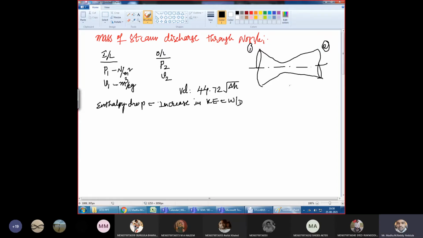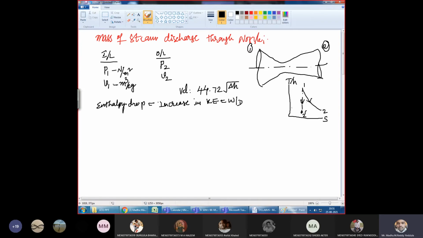If you see the expansion of the steam through the nozzle on a Ts or Hs diagram, this is the expansion of the steam passing through the nozzle. This is the actual expansion, and the vertical line is the isentropic expansion. 2 dash is the isentropic expansion of the steam, vertical, entropy is constant. 1 to 2 is the actual expansion, and 1 to 2 dash is the isentropic expansion. How to define the efficiency of the nozzle? Actual expansion by isentropic expansion gives the efficiency of the nozzle.